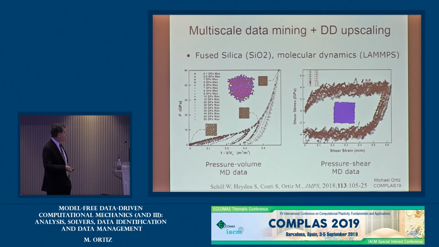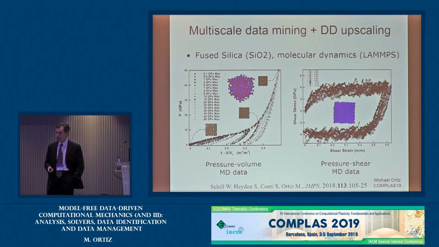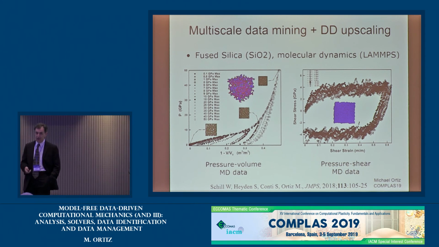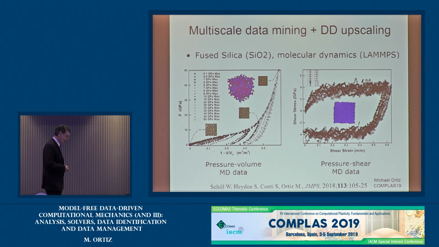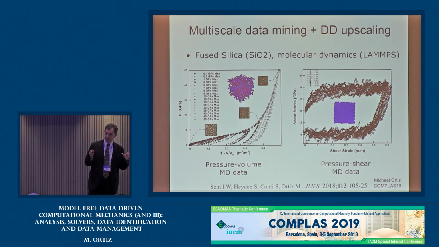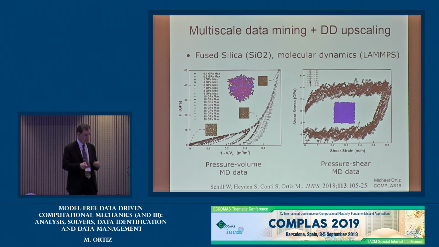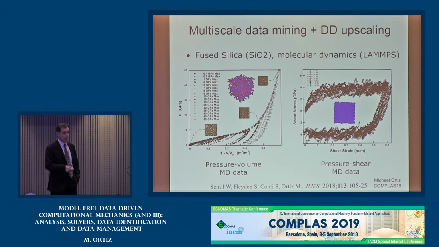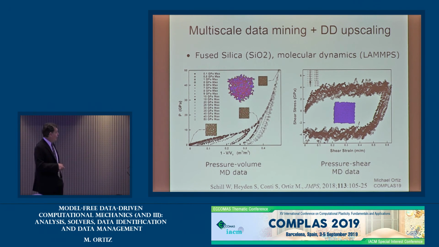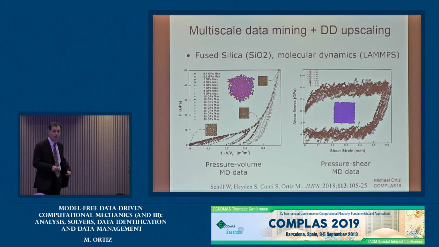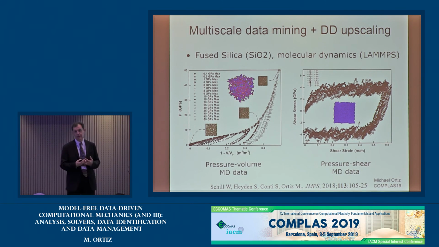Okay, there is another way of obtaining data, which is from lower scale calculations. This I find very, very exciting. So here you have data-driven methods influencing multiscale modeling. Of course, if you want to characterize a material, you can do molecular dynamics calculations. We have very powerful programs such as LAMMPS and so on, and these are some calculations that we did to characterize silica glass, so fused silica.